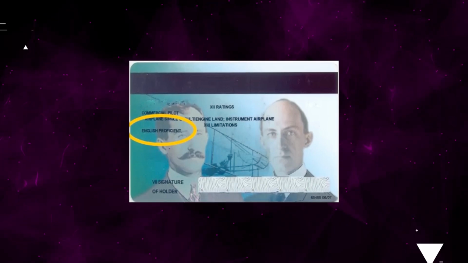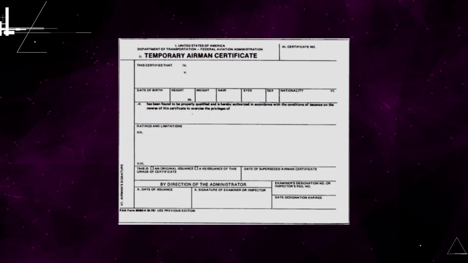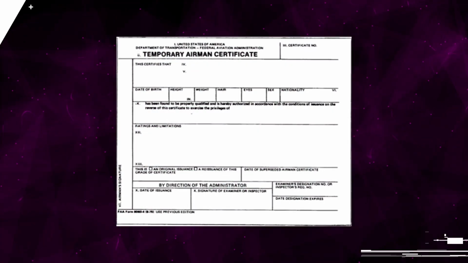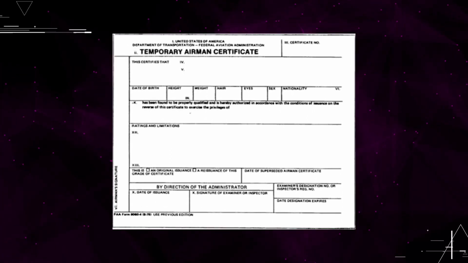For international flights, the airman certificate must have the phrase English proficient on the back. If it doesn't, then there's a quick and easy way to get it added, which is covered in the CST member website. Temporary airman certificates are normally valid for international flights, provided that they are still within the 120-day validity period.